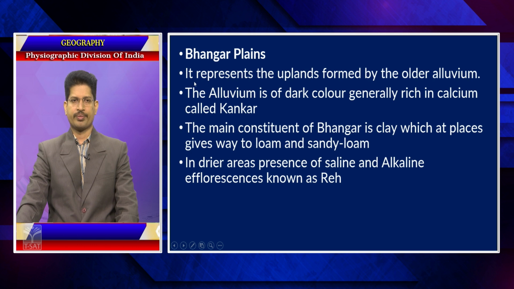Next is Bangar. It represents the upper landforms made of older alluvium. So, always remember that Bangar has older alluvium, which is rich in calcium, called kankar. The important aspect of Bangar is that it is an older alluvium at the banks of the river, and it is rich in calcium. The main constituent of Bangar is clay, which at places gives way to loam and sandy loam.